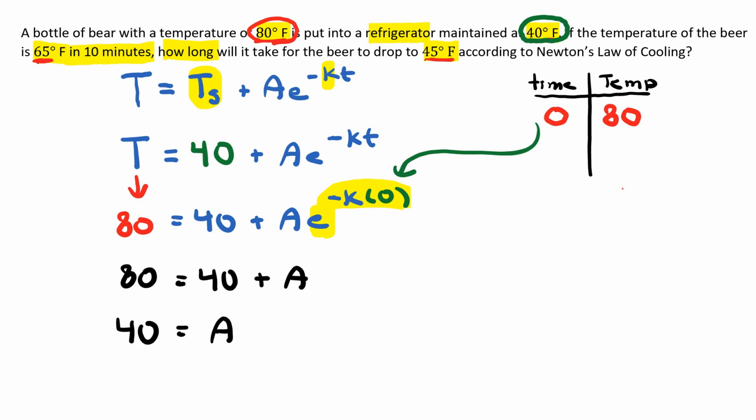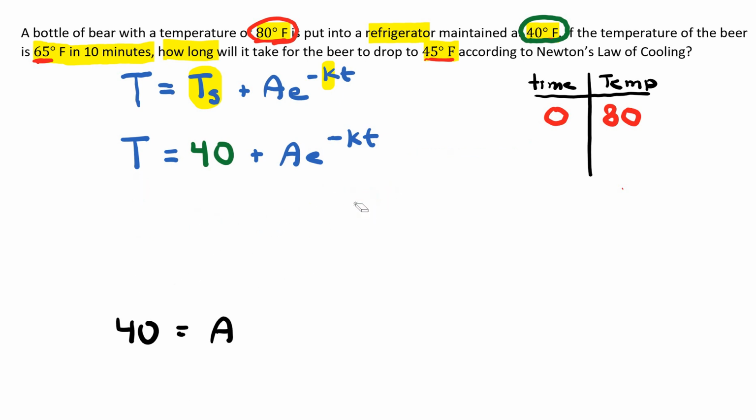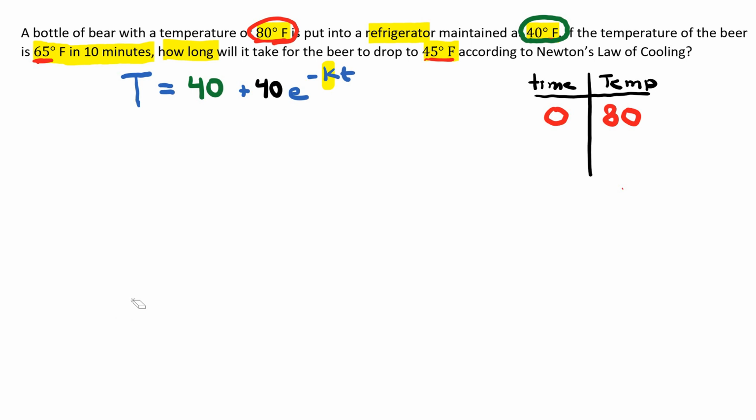After that, I'm going to go back and update my formula. I'm going to erase all of this. My surrounding temperature was 40, and basically the A is now going to be 40 as well. So if I erase that, I'll put a 40 there, and then I'll erase all of this. This is what I mean by you need to continually update the formula after you start using pieces of information in the problem.